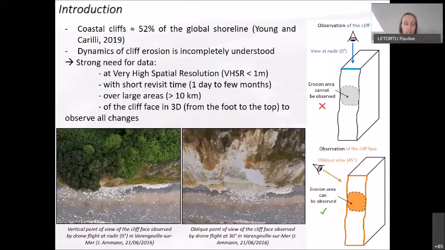To better understand this dynamic, there is a strong need for data at very high spatial resolution, with short revisit time, from 1 day to a few months, over large areas superior to 10 kilometers in order to be consistent with the management scale, which is a hydro-sedimentary cell scale. And above all, 3D data on the cliff face from the foot to the top of the cliff, which is the best proxy to observe all changes.